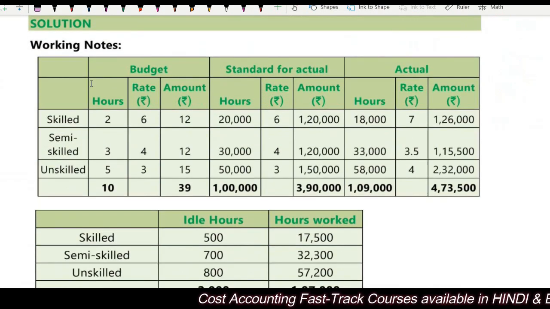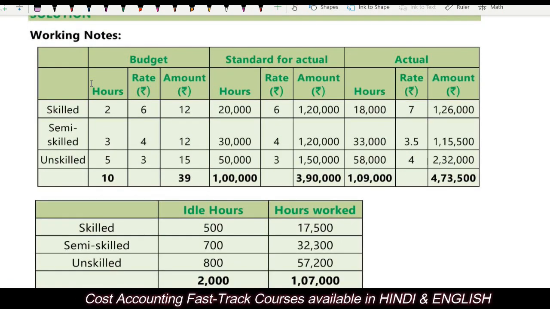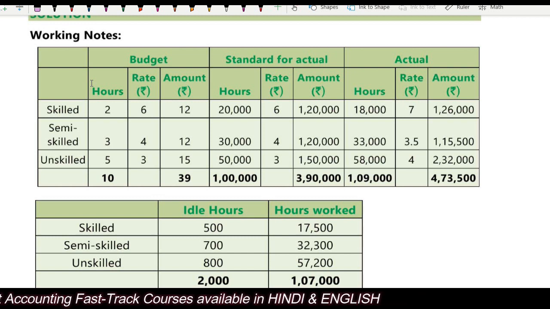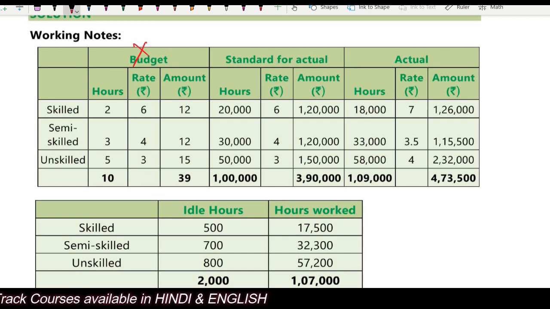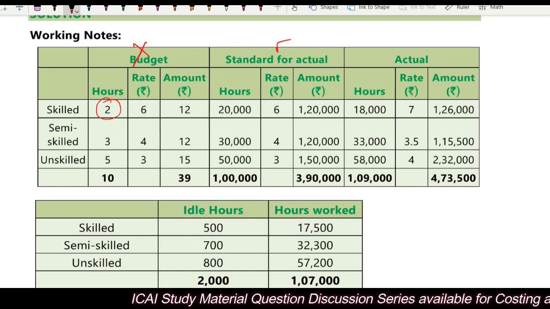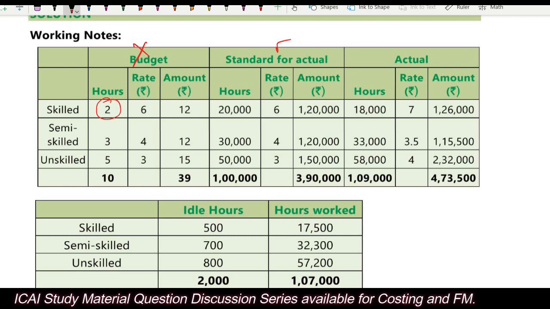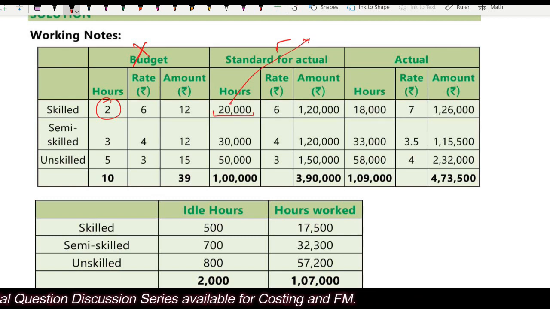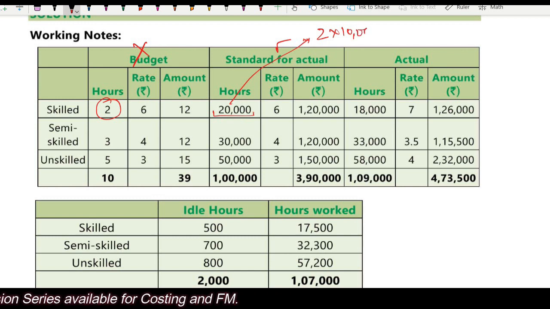So they have done it in a very simple way. They have prepared the table as we prepare, right? We do not prepare this column and not required as such, right? Standards for actuals. So 20,000 hours for 1 unit, 2 hours. What is the actual output? Actual output is 10,000 units. For 10,000 units, it is 20,000, right? 2 multiplied by 10,000. This 10,000 is your actual output.